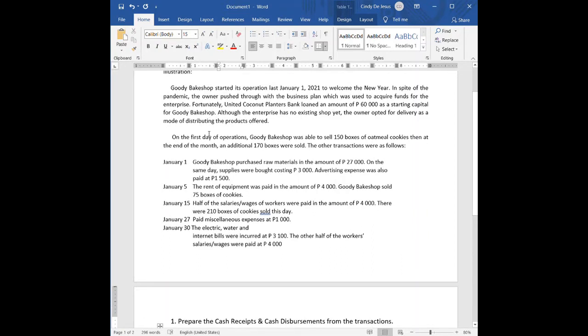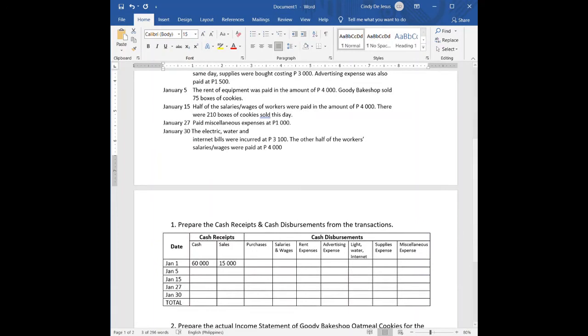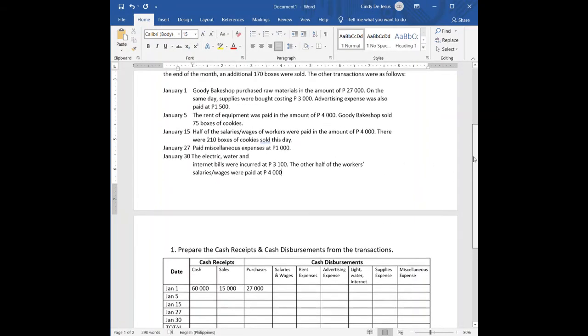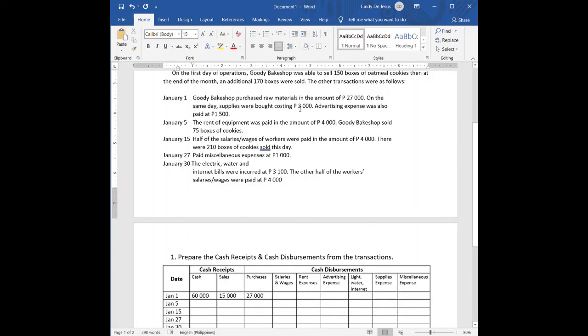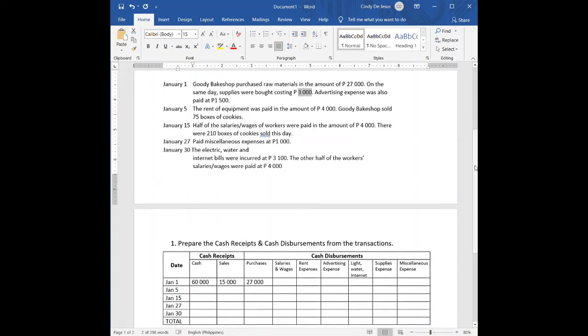Okay? And then of course, what is the next number we will see? Okay, at the end of the month, so let's stand by on that for now. Let's just go through the events here. So January 1, you see a number here, 27,000. He used it to purchase raw materials, so of course it goes to purchases, because he spent money. And next, the 3,000. This is supplies expense. So we have here supplies expense. You just place 3,000 here.